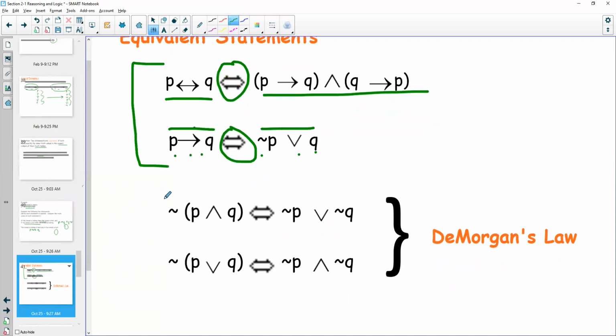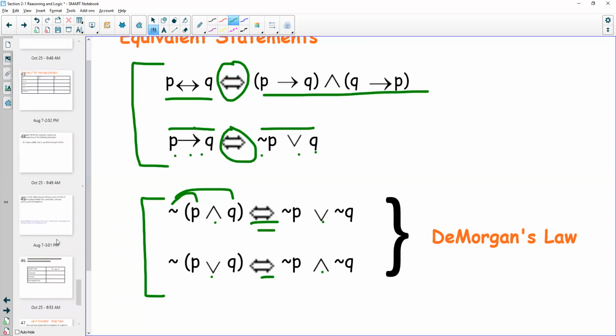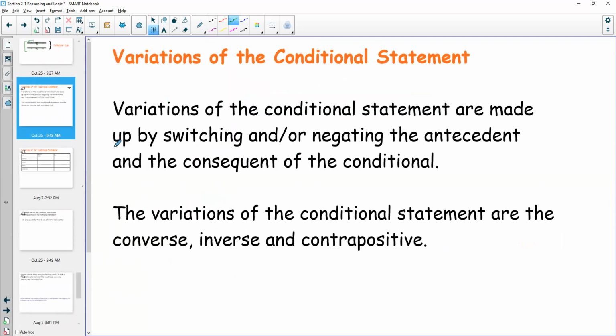There's another equivalence type of thing here called De Morgan's law. What it says basically is that I can distribute this negation, but when I do that, the and changes to an or, the or changes to an and. Okay, these are equivalent to each other. Whoa, too fast. And there are some variations of things in the conditional. These are important for you, so make sure you pick these up.